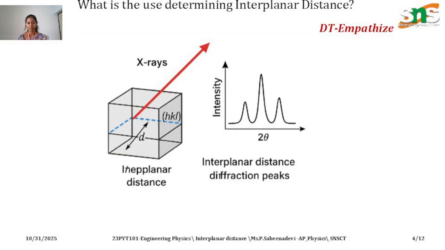It helps in understanding physical properties like electrical, optical and mechanical properties, which depend on the atomic spacing. It also supports nanomaterial studies: in nanoparticles, changes in d-spacing indicate size effects and structural changes. In simple words, d-spacing tells how tightly atoms are packed and helps to identify and understand materials at the atomic level.